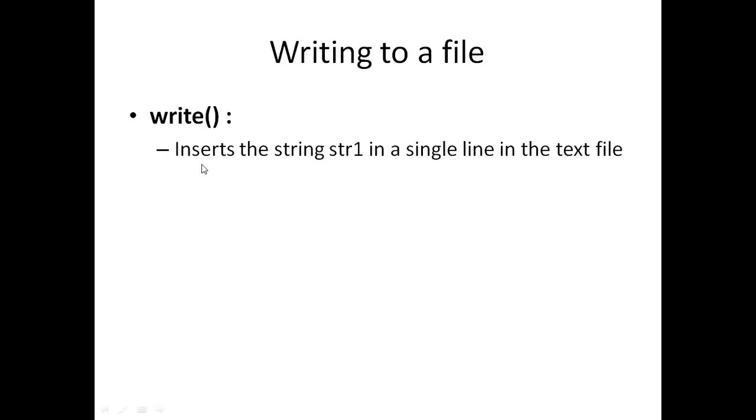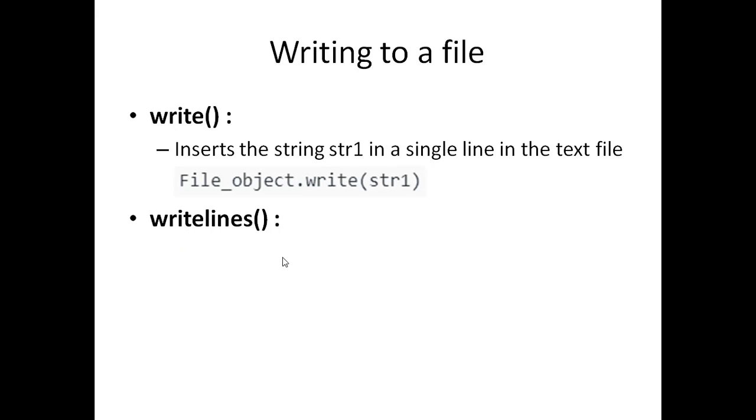Then next is writing to a file. How to write something to a file? We mainly have two functions to write into a file. One is the write function. It inserts the string str1 in a single line in the text file. So if you write file object dot write of str1, then that str1 will be written to that particular file. Only a single line of text will be written. str1 is the text that we are writing.